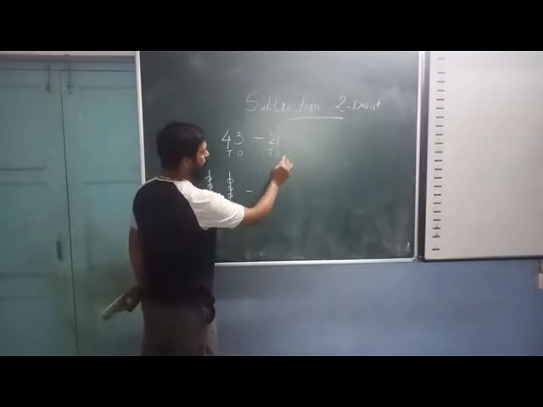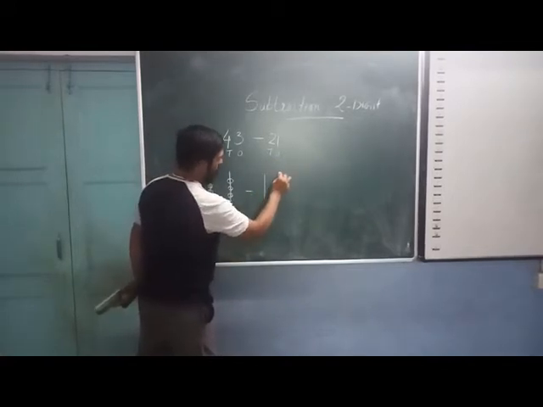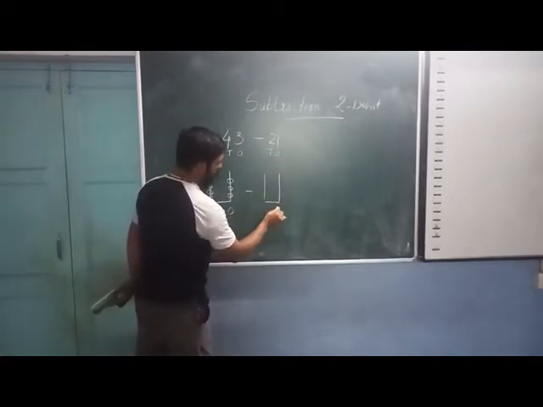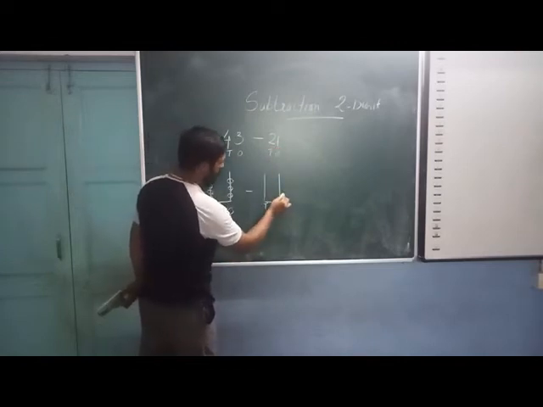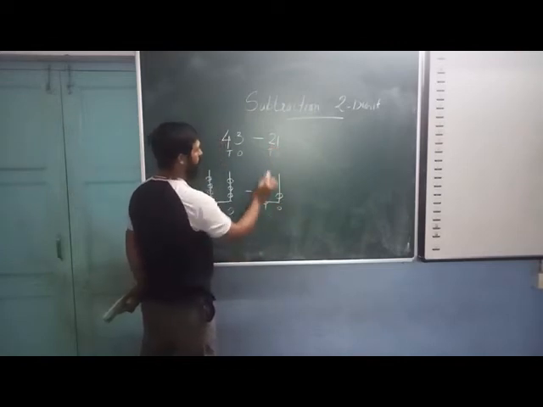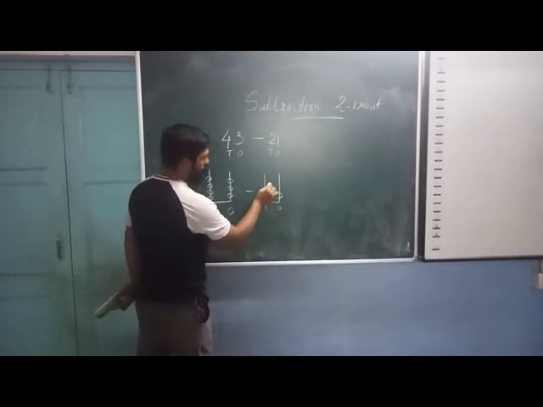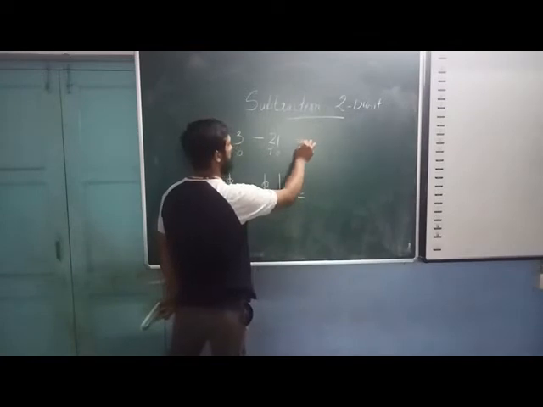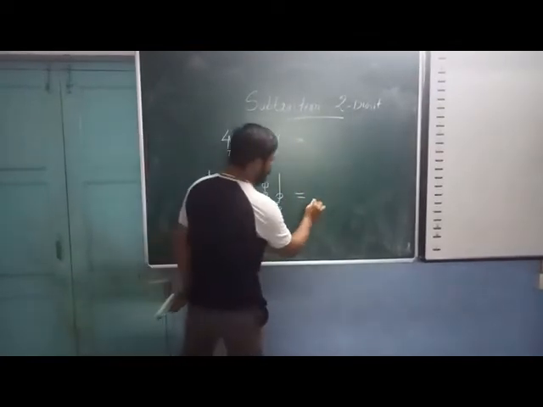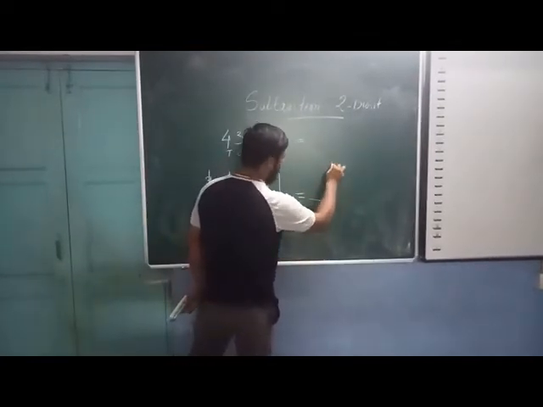Here is also a 2-digit number. So 2 rows, ones and tens table. How many beads here? Here we have 1 bead. How many beads here? 2. So we have to subtract. The result will also have 2 rows.